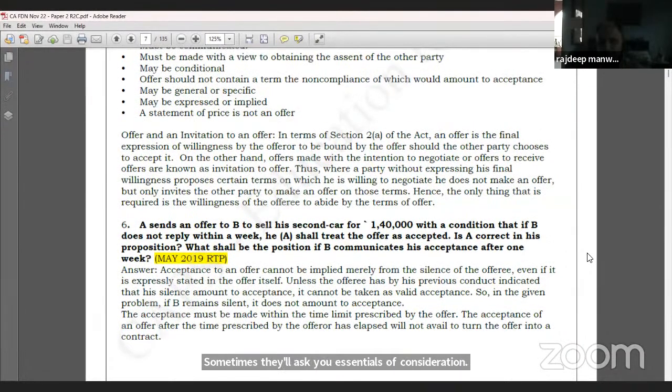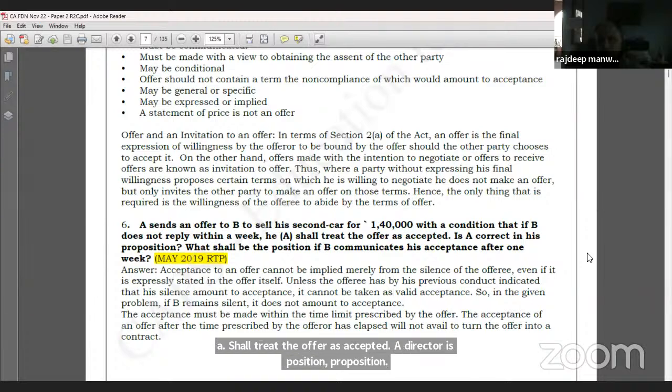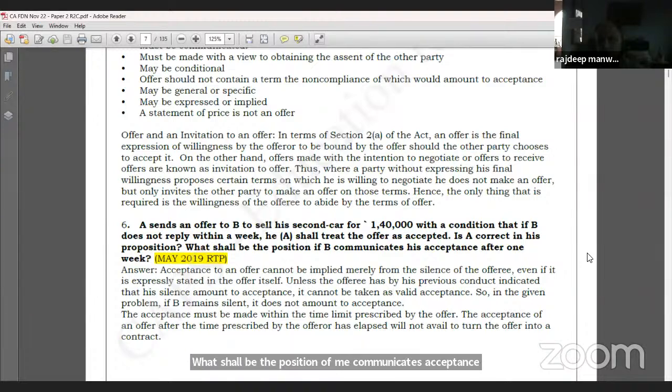A sends an offer to B to sell his second car for rupees 1,40,000 with the condition that if B does not reply within a week, A shall treat the offer as accepted. Is A correct in his proposition? What shall be the position if B communicates his acceptance after 1 week? No, read that last line again. Is A correct in his proposition?